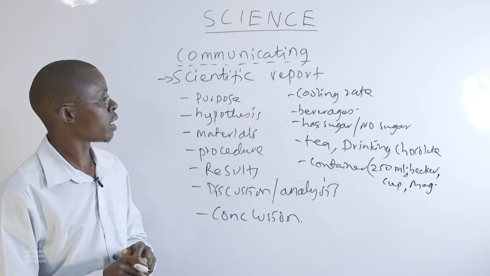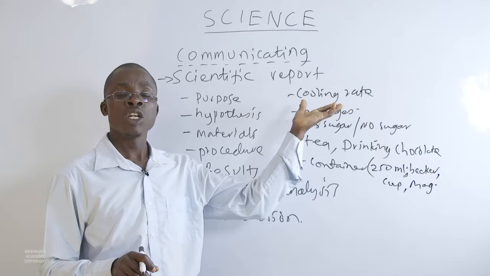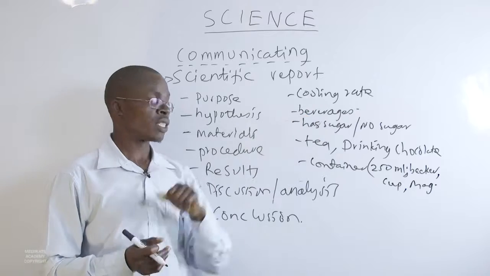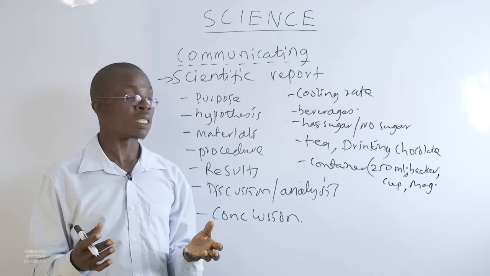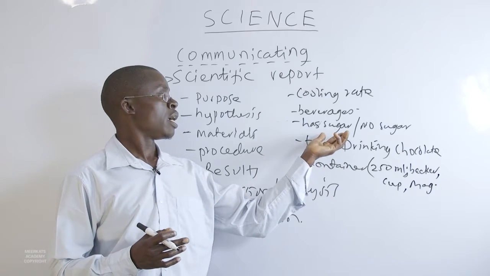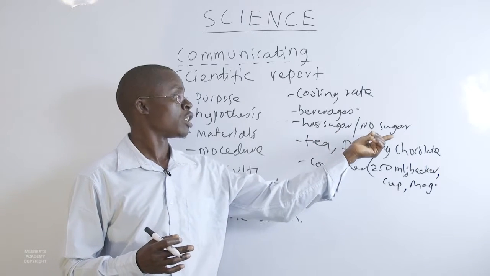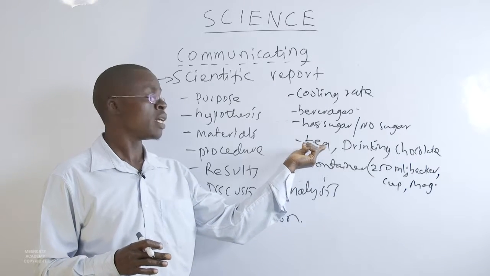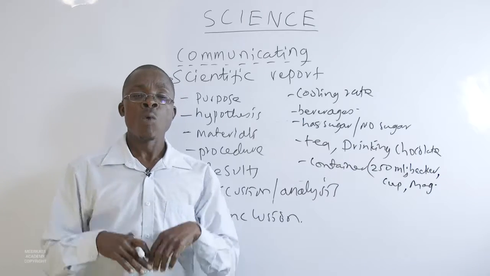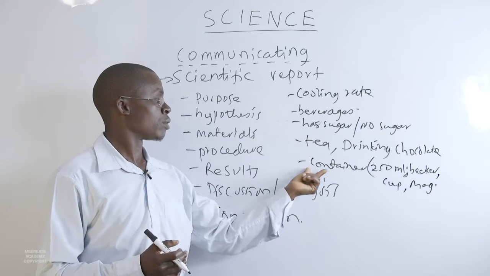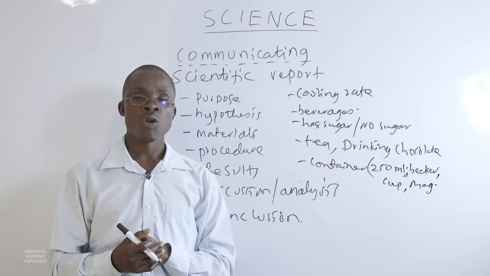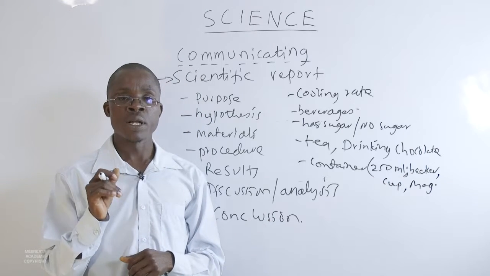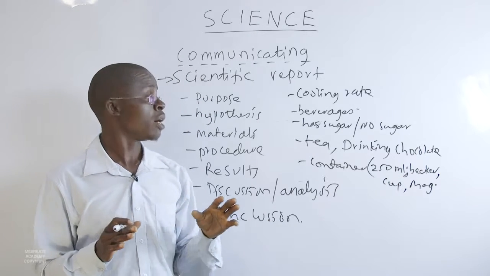So we are very specific here. What are we going to do? We want to look at the cooling rate of what? Beverages. How are these beverages? These beverages will either have sugar or be without sugar. And what are these beverages? The beverages we want to look at are tea and drinking chocolate. Which containers are we going to use? We are going to use 250 ml containers. Of which type? Beaker, cup and mug. Very specific.